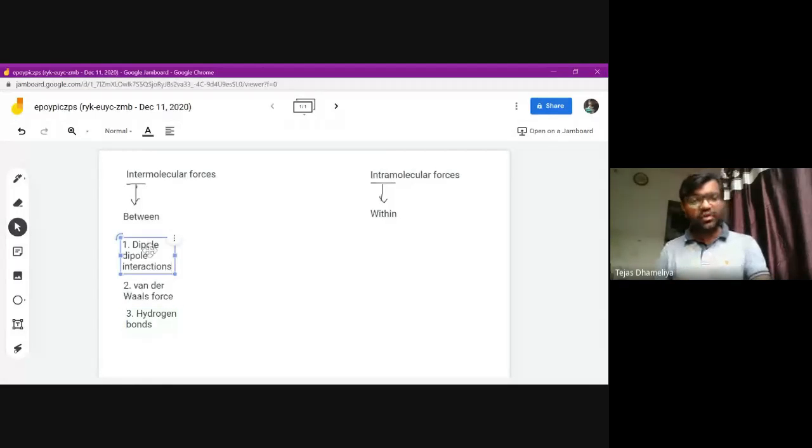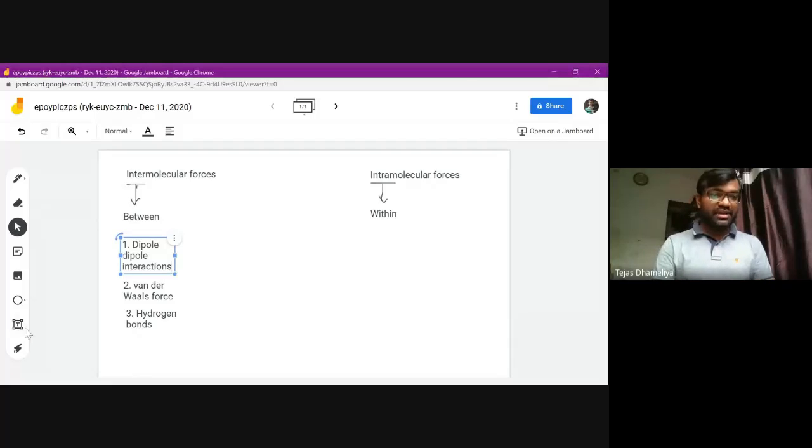What is called dipole-dipole interaction? As the name suggests, di and pole. Di means two and pole means ends. So it is having two poles. That's why it is called a dipole.